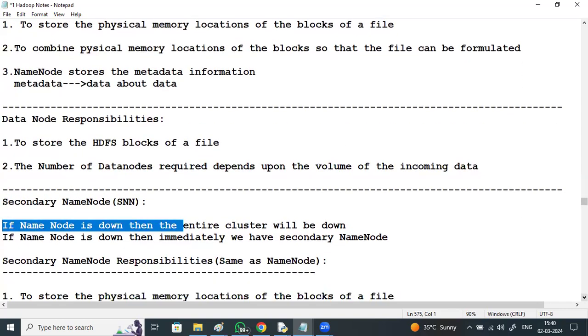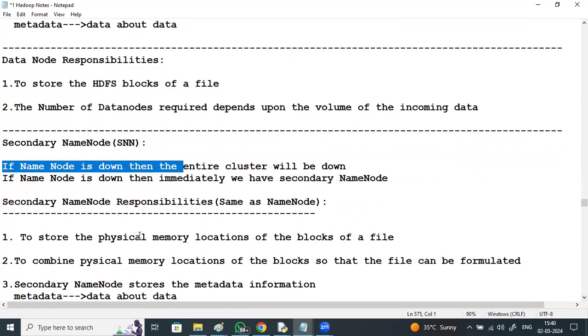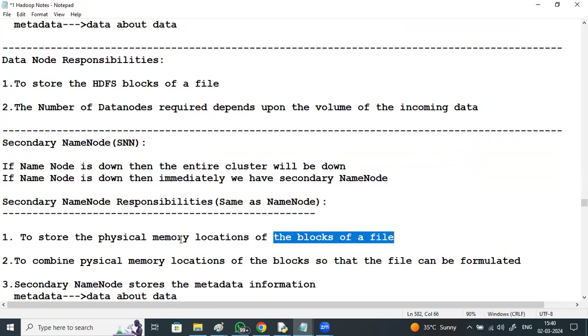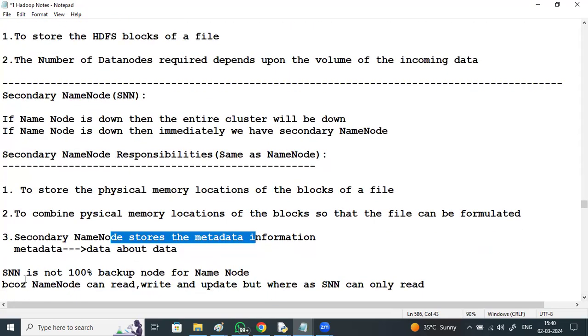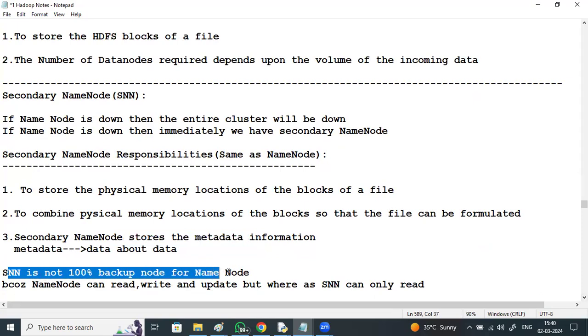The secondary name node has the same responsibility as the name node: to store the physical memory locations of the blocks, combine the physical memory locations, and store the metadata information. But the secondary name node is not a 100% backup node for the name node.